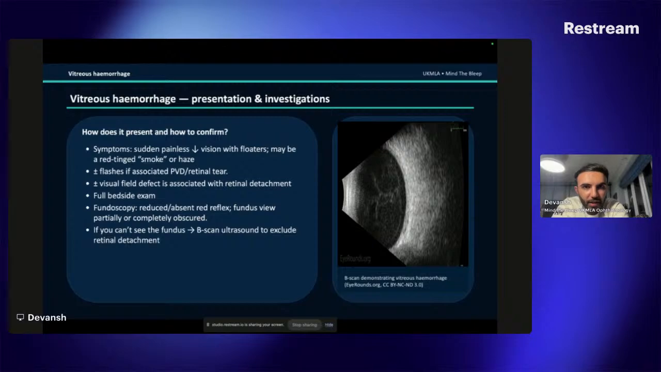Full bedside examination, absolutely crucial once again. Fundoscopy, very, very important once again. Quite likely that the fundus view may be blocked by the hemorrhage itself, as of course, the vitreous is in front of the retina. So if we have a hemorrhage there, it may well block the retina view, and therefore we can then perform an ultrasound scan to try and rule out other detachment going on behind the vitreous.